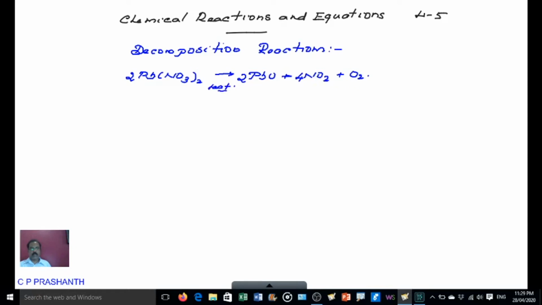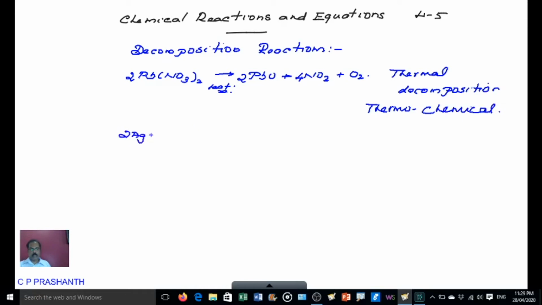Now for this reaction to happen, you have to heat it strongly. So when a decomposition reaction happens in the presence of heat, we call it thermal decomposition. So this reaction is an example of a thermal reaction, or a thermochemical reaction. Thermochemical means a chemical reaction which happens in the presence of heat.